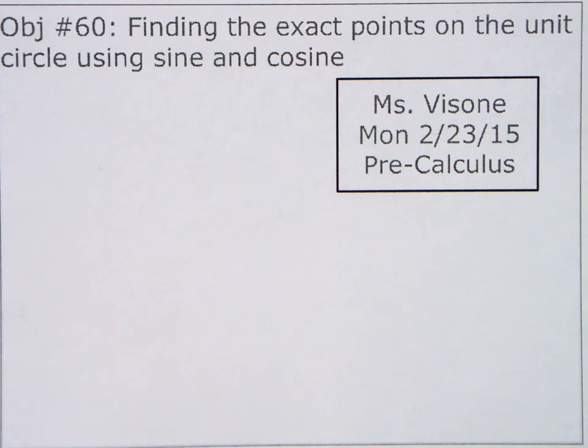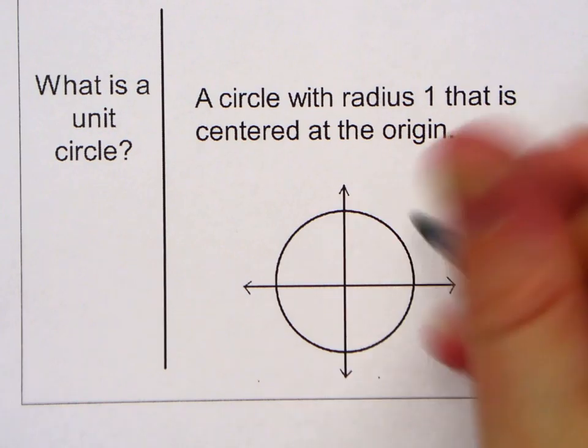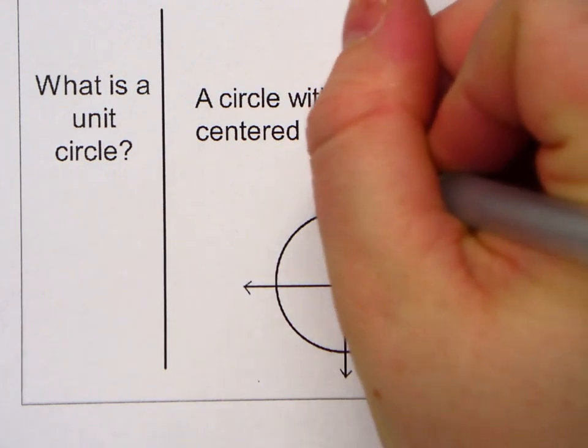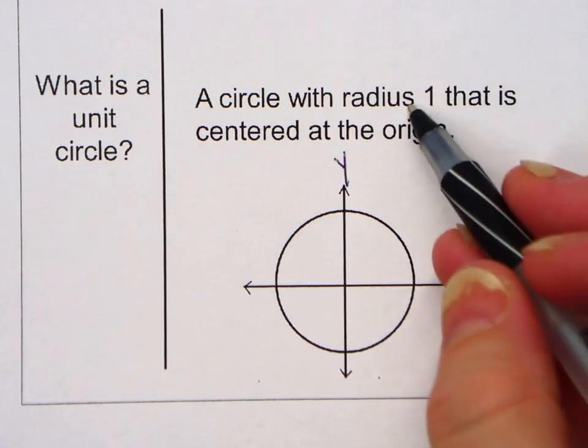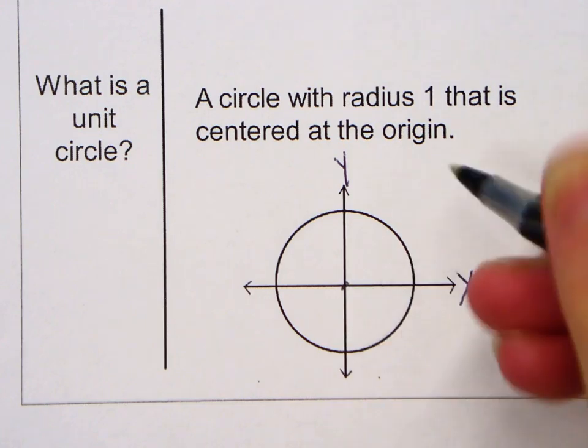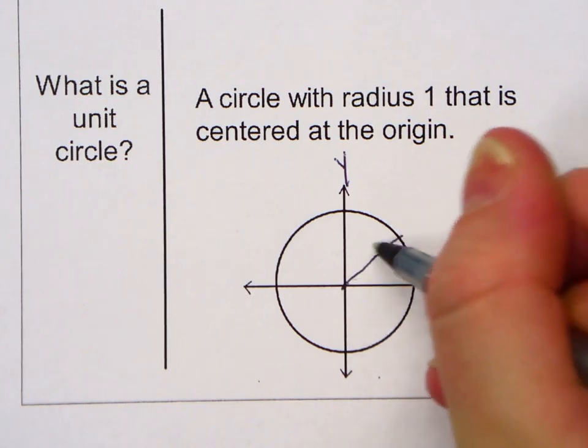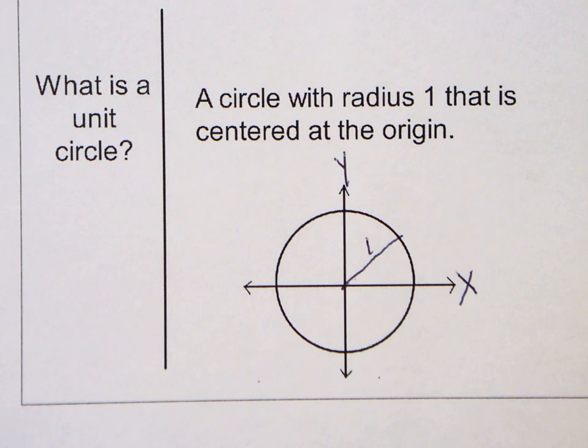Alright, so let's review. What is a unit circle? The unit circle is a circle on the xy axis. It's got a radius of 1 and it's centered at the origin. Remember radius, so this is a 1. Doesn't matter where you draw it, it's a 1. Okay?